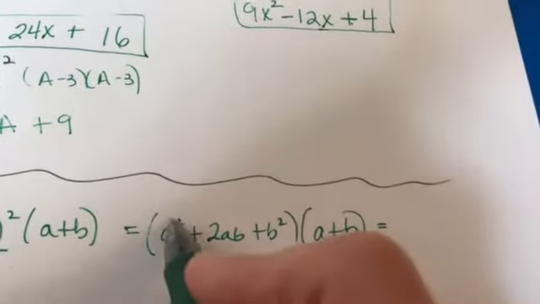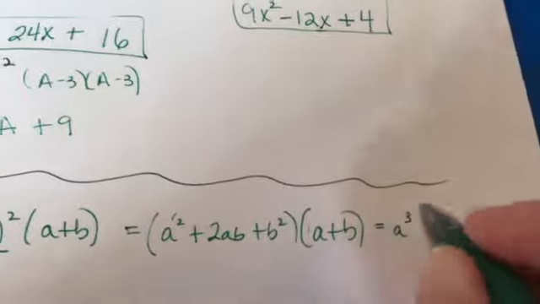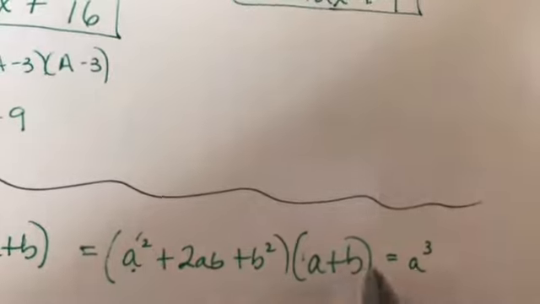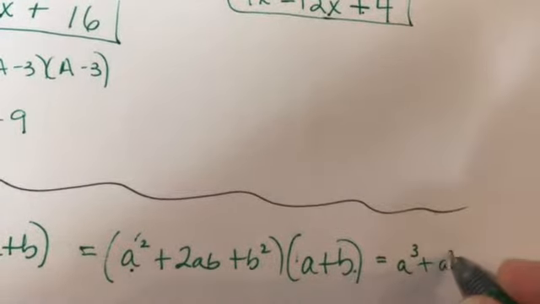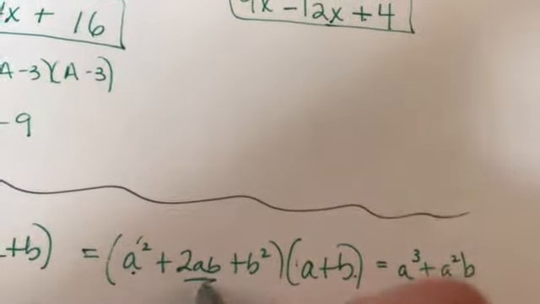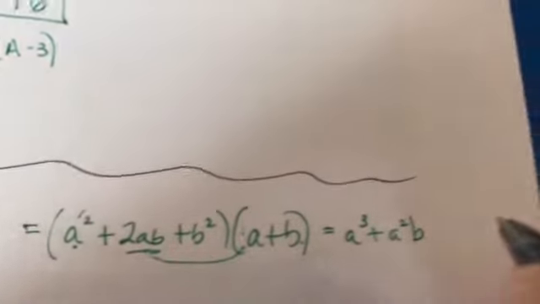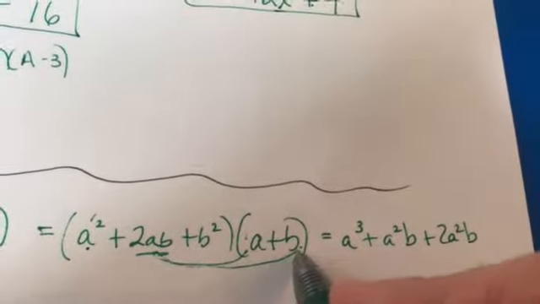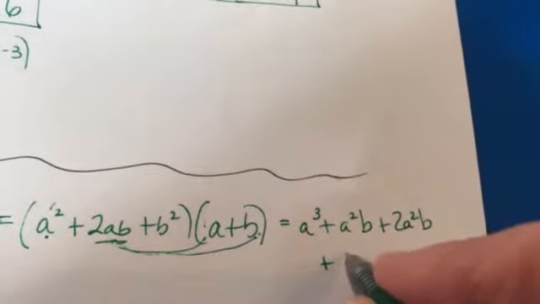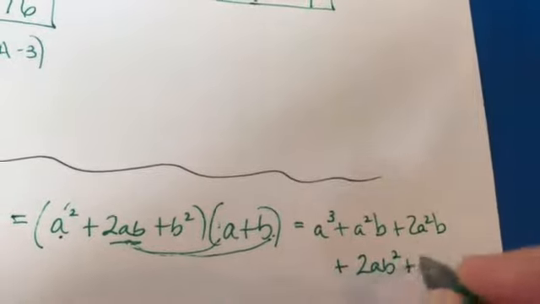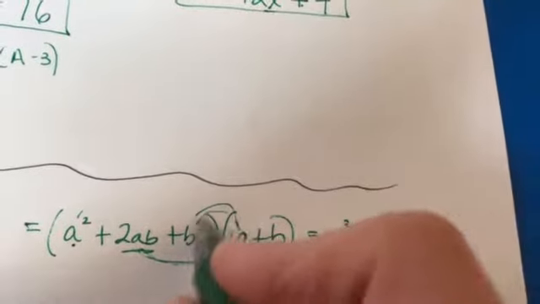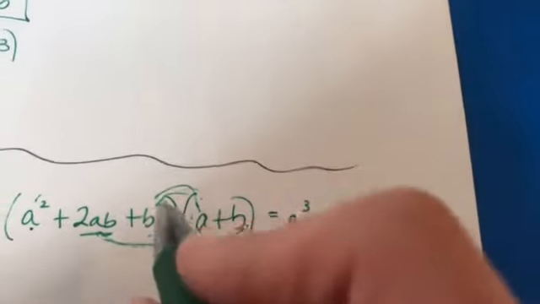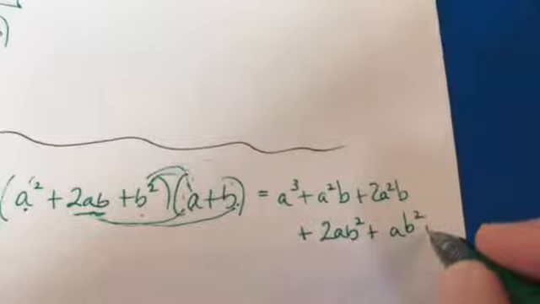So if I do that, I'm going to get a to the third. Let me move my paper here just a little bit. Then I've got a squared times b, which is a squared b. Now I'm going to move on to this. 2ab times a is 2a squared b. 2ab times b, which is, I'm going to move that down here, 2ab squared. And then I'll move here. That, when I multiply these two together, is ab squared. And last but not least, b squared times b.